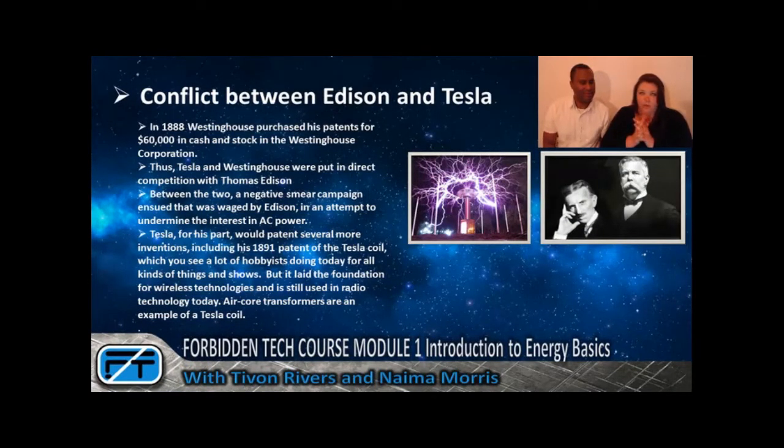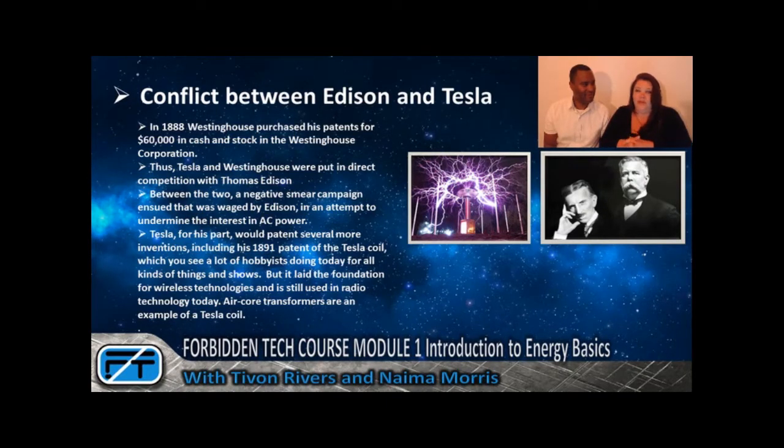The current war was a big public display conflict that happened between Thomas Edison and Nikola Tesla. That's right. And there is a movie out there. It's called The Secret Life of Nikola Tesla. We've watched it several times, and it probably tells one of the more accurate accounts of history of what went on around the current wars.